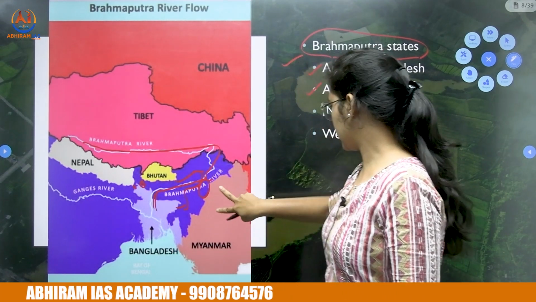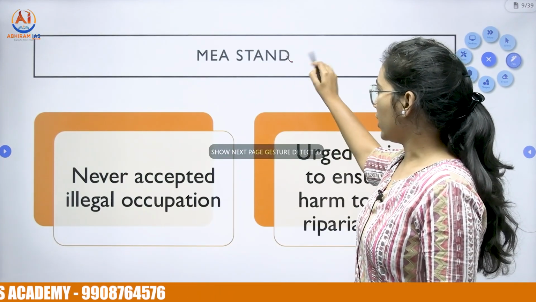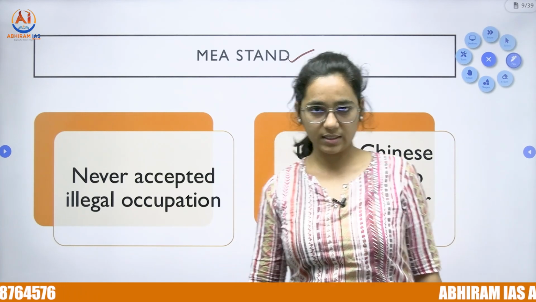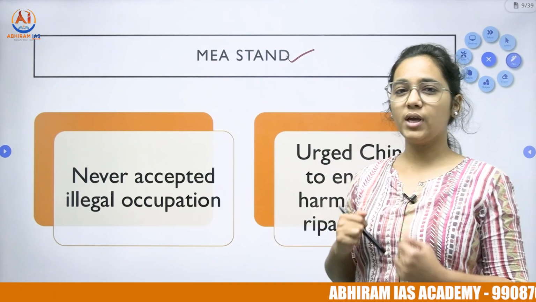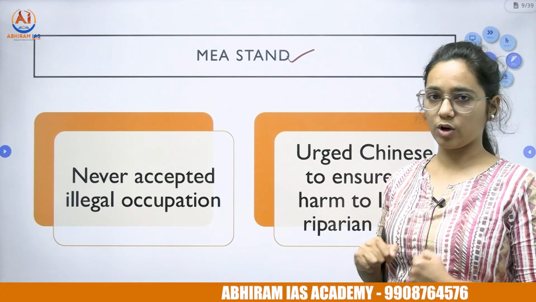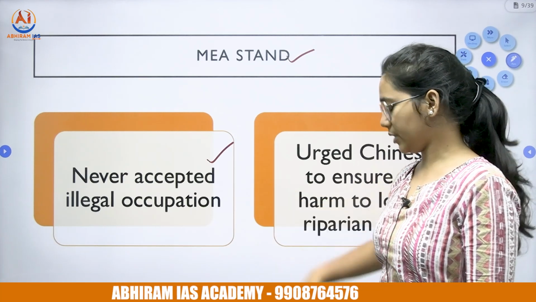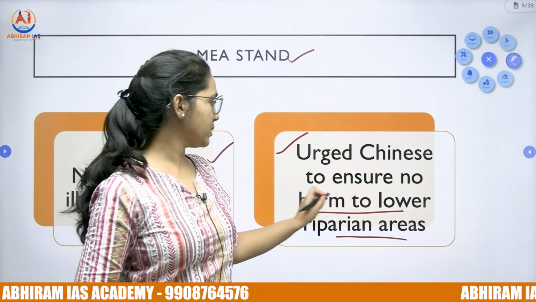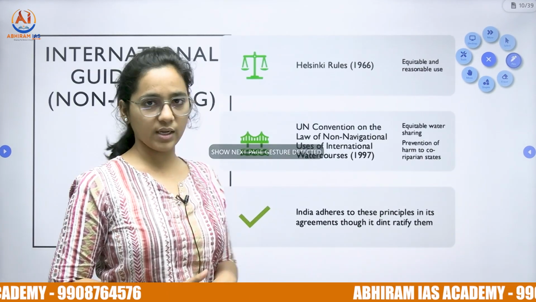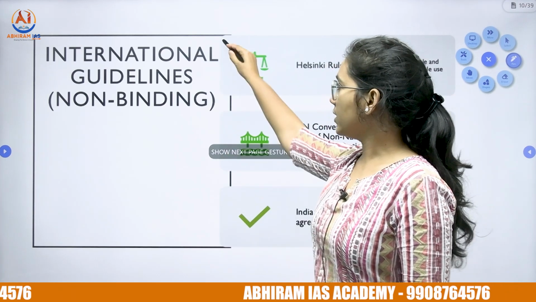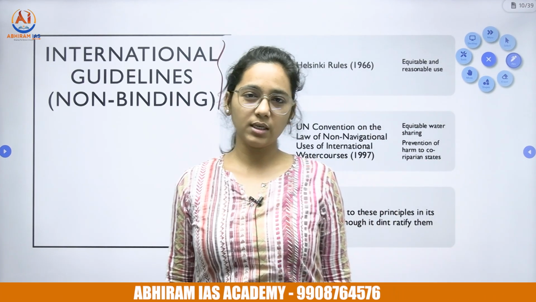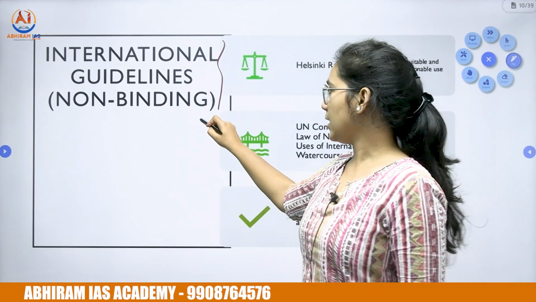Okay, next. What does the Ministry of External Affairs say regarding this? It has always maintained that we oppose these kinds of illegal occupations by China. We never accepted them. So it urged the Chinese to ensure there is no harm to the lower riparian areas. Next, what are the international guidelines regarding transboundary waters in the international arena?